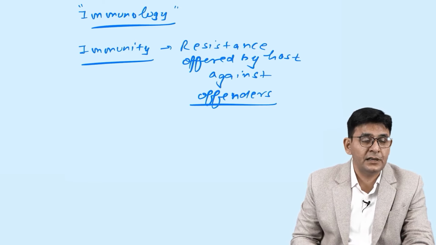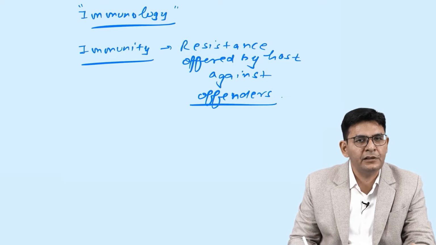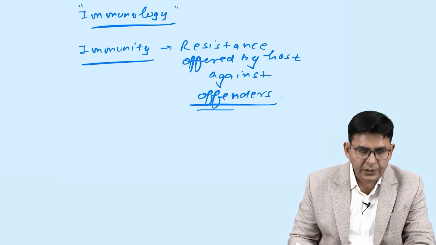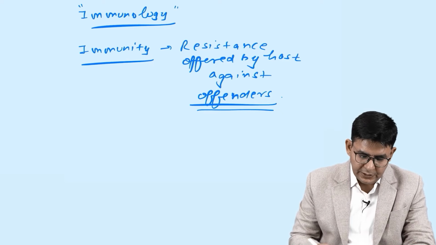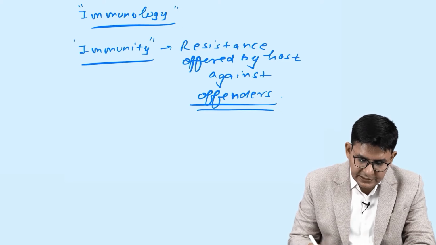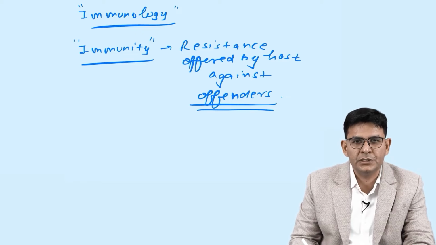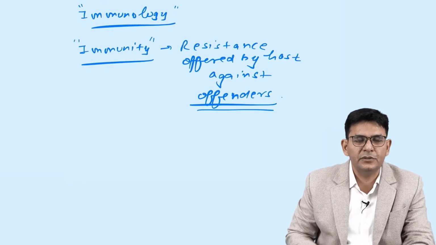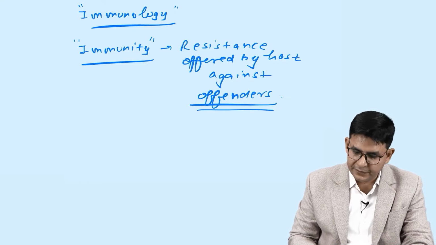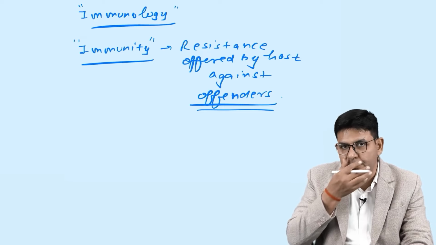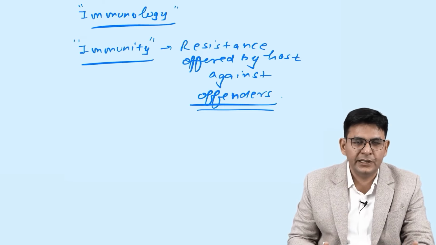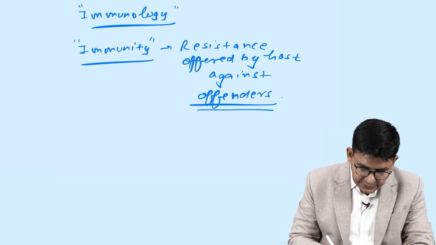And what are these offenders, guys? These can be anything. They can be any sort of pollen grains, any sort of chemicals, microorganisms. All these are termed as what? Offenders. So this is what immunity is, the resistance offered by the host against the offenders. That is what is termed as immunity.